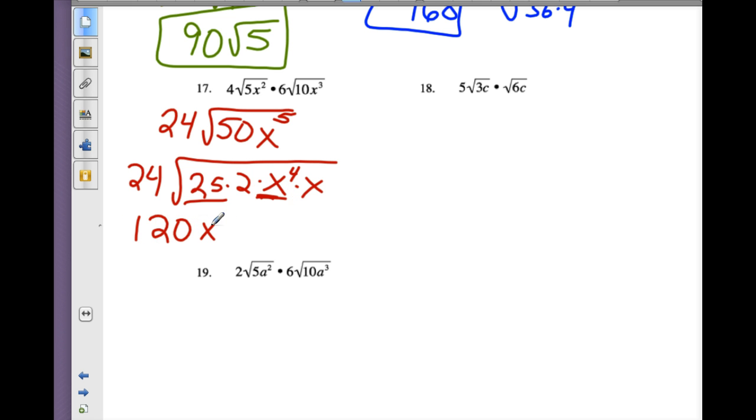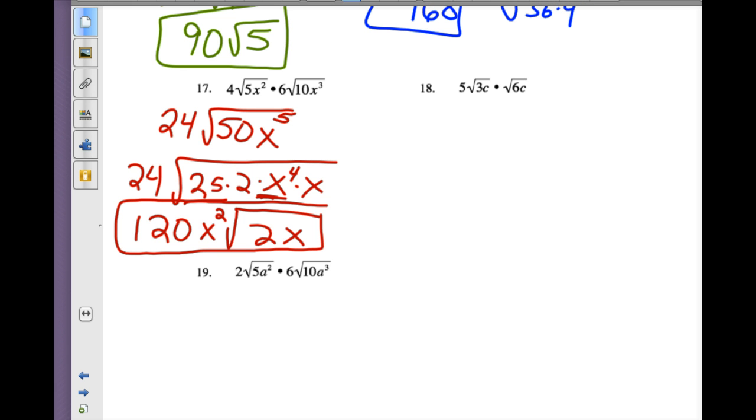x squared, radical 2x. Say radical 2x. Look at that. Guys, you can do this stuff. Okay, that's the next one. This 19 was almost exactly like 17, so we're not going to do it.